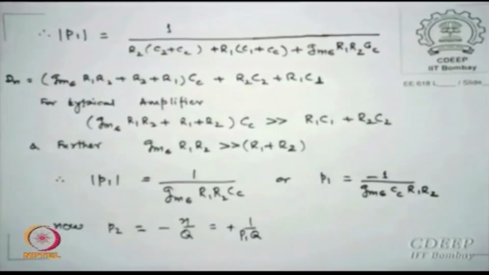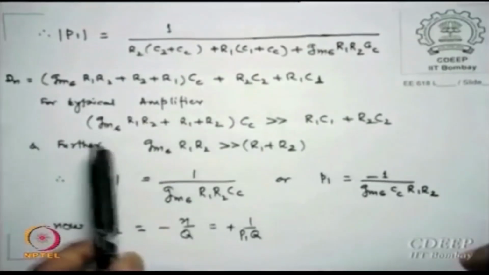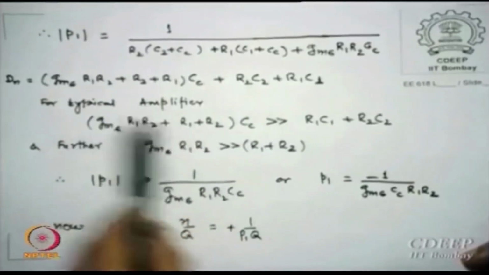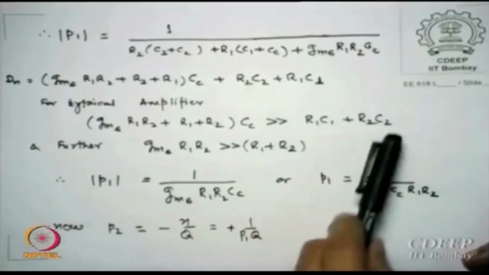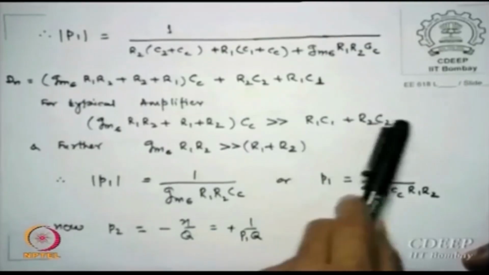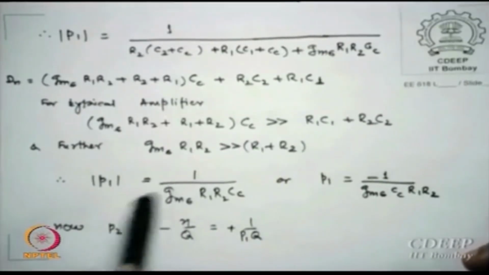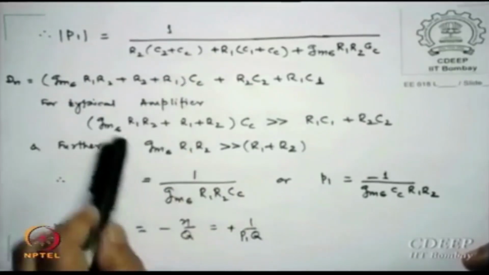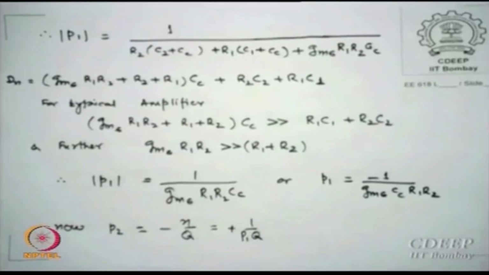For typical amplifiers GM6 is quite large, so GM6 R1 R2 is larger than R1 plus R2, so it is only this, and this is always larger than R1 C1 into R2 C2. So one may say GM R1 R2 is greater than R1 plus R2, or to say P1 can be just written as 1 upon GM6 R1 R2 Cc. You can verify this is the value you will get from the zero time constant method. So you could have directly figured that out, but this is what it is.